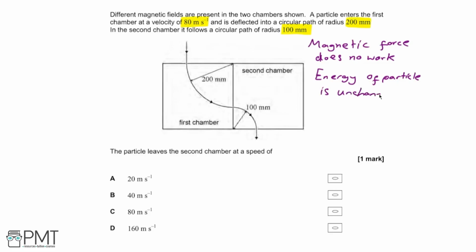Therefore, because it has the same kinetic energy at the start and the end, and the particle's mass hasn't changed, it means that the speed must also be unchanged. Since the kinetic energy is equal to a half times the mass times the speed squared, if the kinetic energy and the mass are unchanged, it implies that the speed is also unchanged. Therefore, we can quickly conclude that the answer is C.